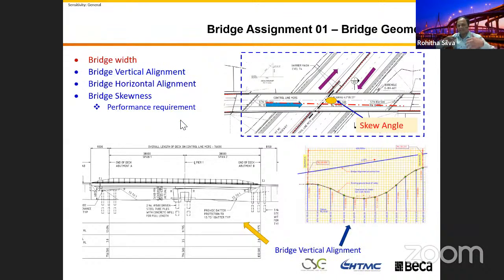And I put that as the performance requirement. For example, there's a limitation. If you use very torsionally stiff girders to build bridges, this skew angle has an effect, especially during construction. You might get a lot of cracks and other things.